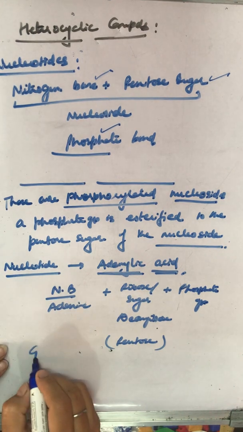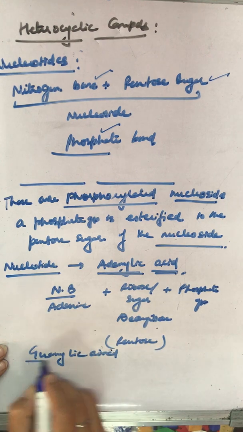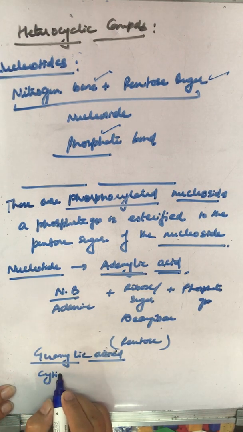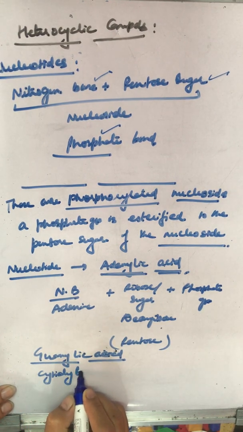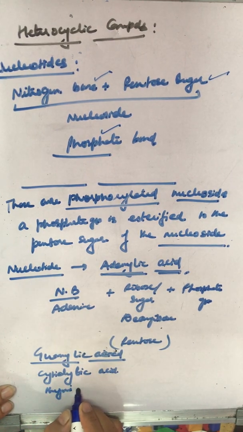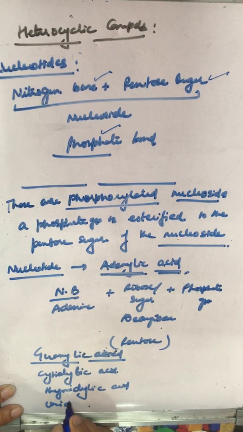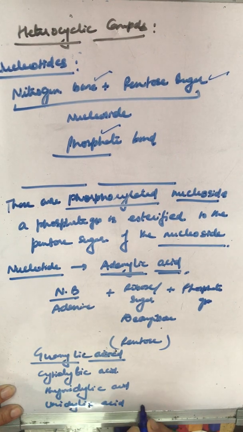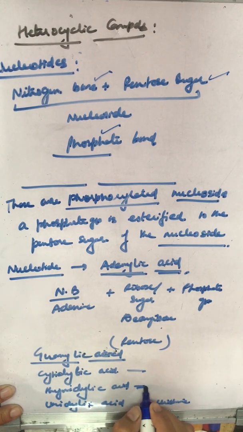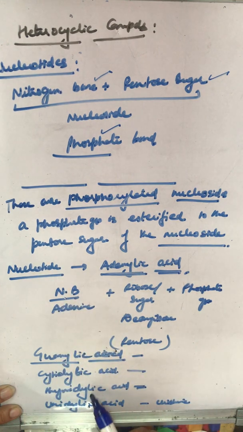Similarly we call it guanylic acid when we have the nitrogenous base guanine, then cytidylic acid, then thymidylic acid, and uridylic acid. Here uridine, cytosine, thymidine, guanine: as per the nitrogenous base, so is the name of the acid.